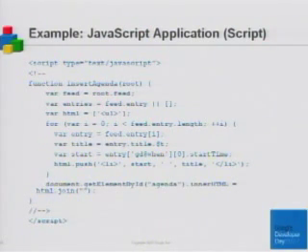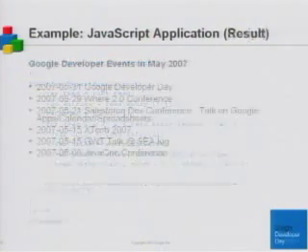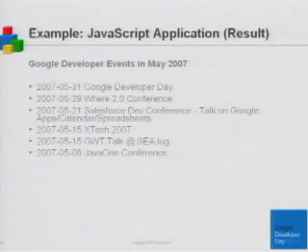OK, and I create this HTML array, and I'll just iterate over all the entries in the feed. And I can grab the title from the entry. I can grab the start time that will let me know the day. And I can just construct some HTML out of it and assign it to the inner HTML of the agenda property. So now let's run this thing, and aha, it worked. Look at that. Google Developer Events in May 2007, and it shows you the date and the name of the developer event.